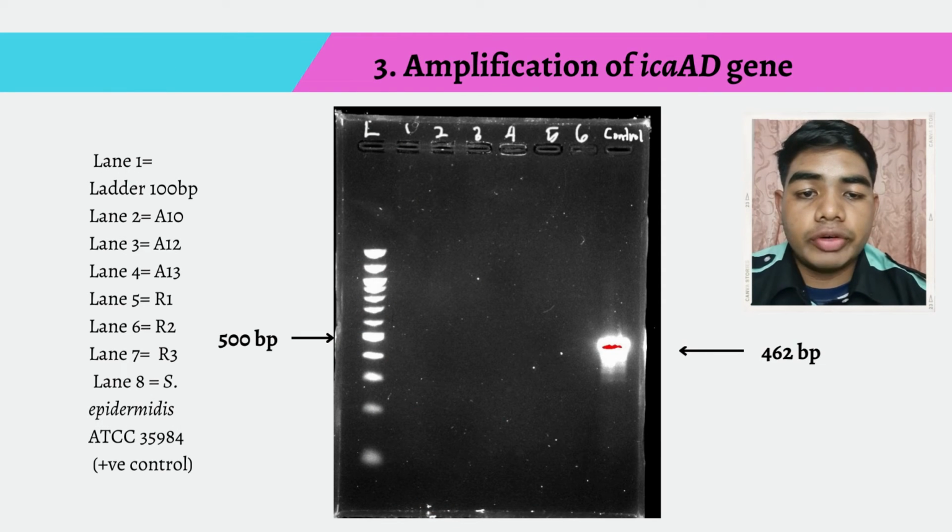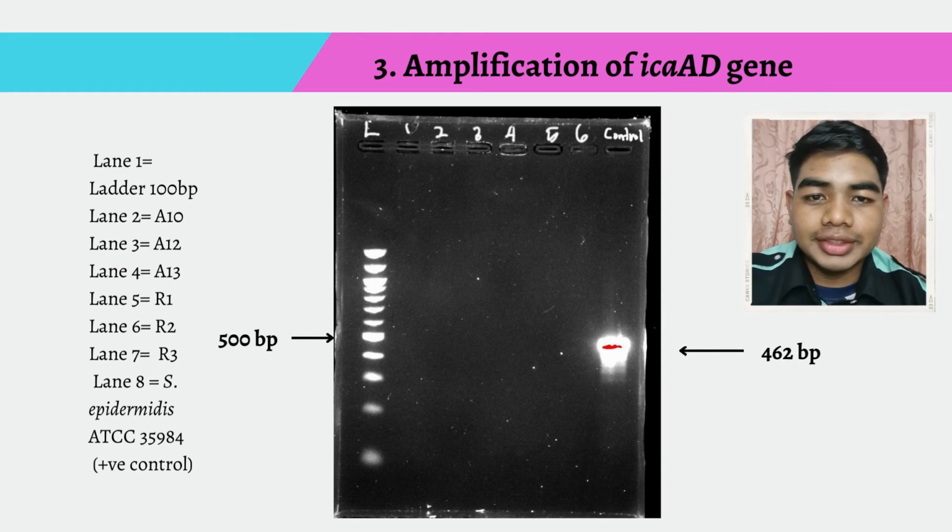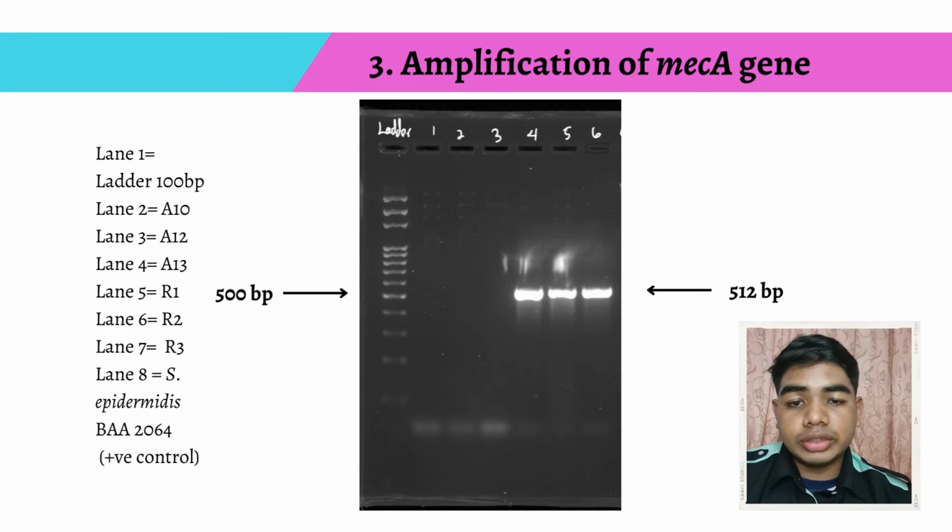This is my gel electrophoresis result on icaD gene amplification using the same species but different strain, which is ATCC 35984 as my positive control. This is my gel electrophoresis result on mecA gene amplification, also using a different strain, which is BAA 2064 as my positive control.